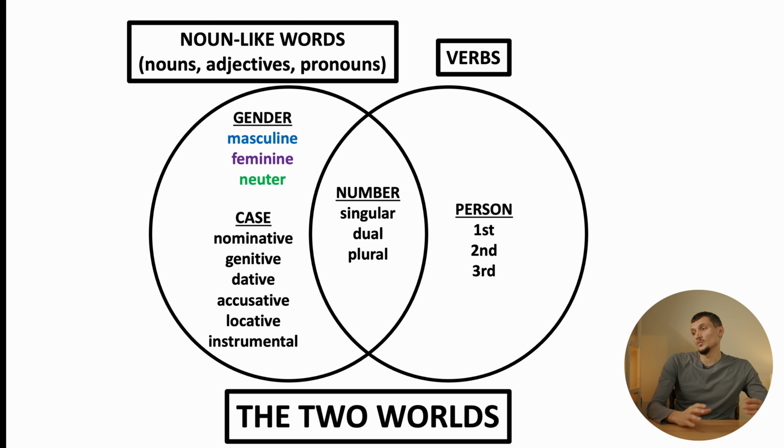Now, what is inside of the circles, those are properties. Gender and case and number are properties that make up the world of nouns, and number and person are the properties that make up the world of verbs. And what we will be doing in today's lesson is the following.